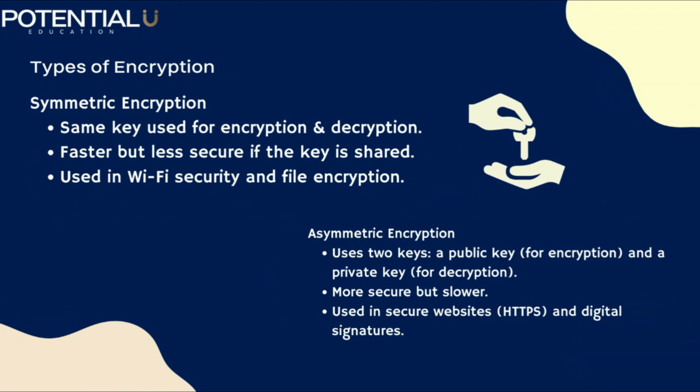And then there's asymmetric encryption, which uses two keys, so a public key for encryption and a private key for decryption. It's more secure, but it is slower. And this is used in secure websites, so HTTPS, and also digital signatures.